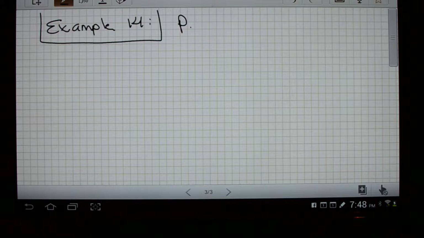Page 153. Okay. Write as a single fraction.